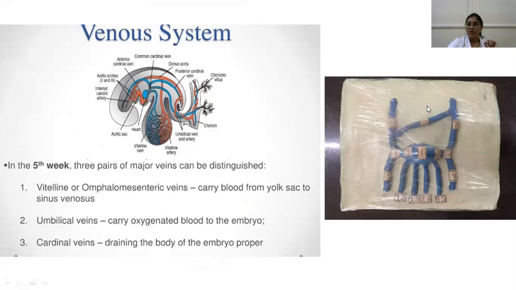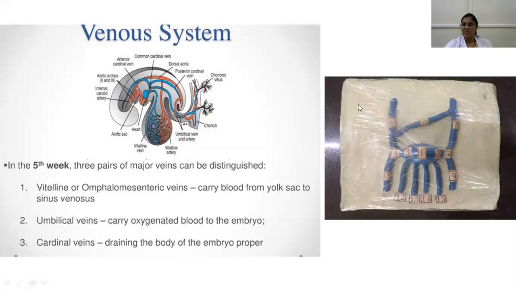And so we have one more model showing the sinus venosus and the structures draining into it. You've got a pair of vitelline veins, a pair of umbilical veins, then a pair of common cardinal veins, and these are the anterior cardinals, these are the posterior cardinals. The two anterior cardinals have an anastomosis, an oblique communication, which in future becomes your left brachiocephalic vein. And this part becomes your superior vena cava.